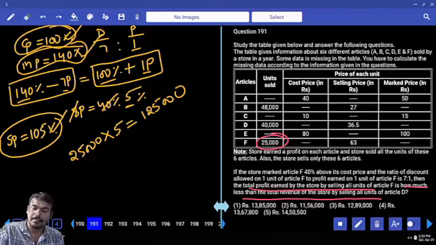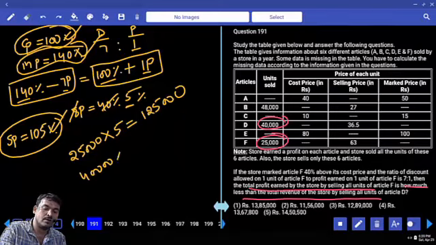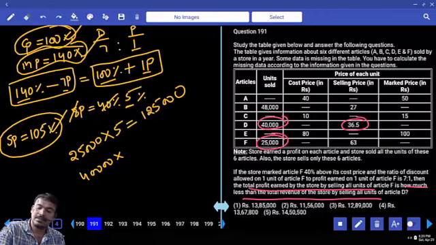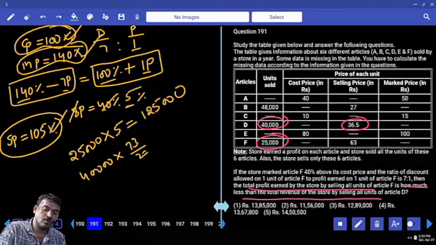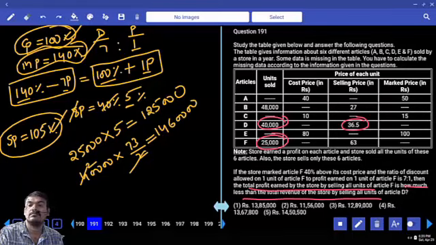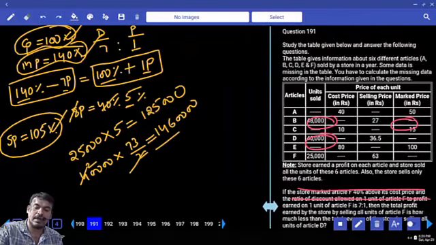units of article D. Article D, how many units are sold? 40,000. But we require the selling price, and each one's selling price is 36.5. That is written as 73 by 2. 2 times 73 is 146, with 4 zeros. We require the difference between these two values.